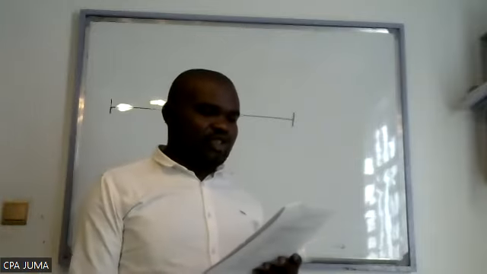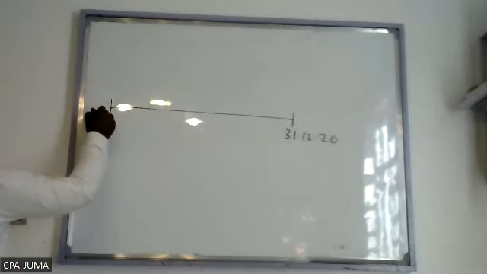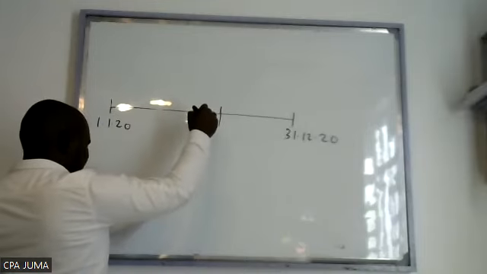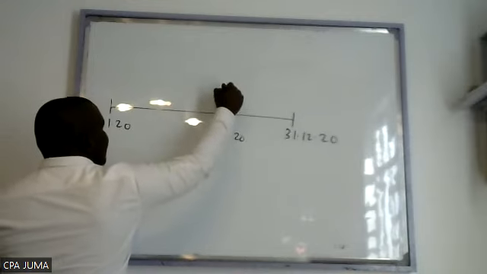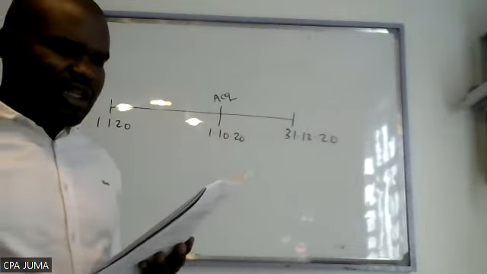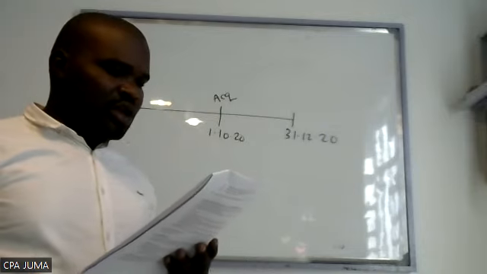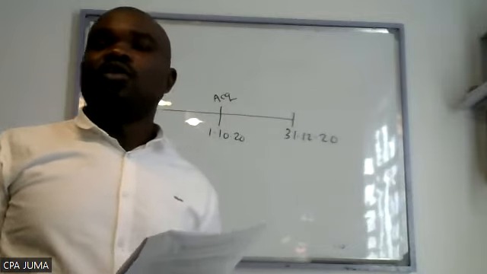Illustration. H Limited acquired 80% of S on 1st October 2020. H Limited declared the first and final dividends of 320 million on 31st December 2020. So this is 31st December 2020, and this is 1st January 2020. They acquired this company on 1st October 2020. This is when the acquisition took place. Both H and S prepare their books on 31st December each year. Required: show how the above dividends should be accounted for by the group.